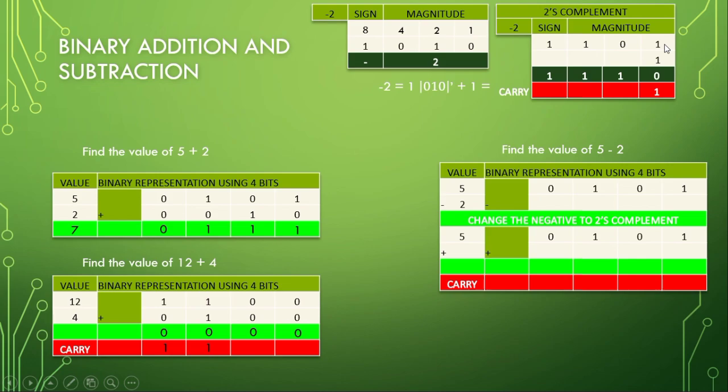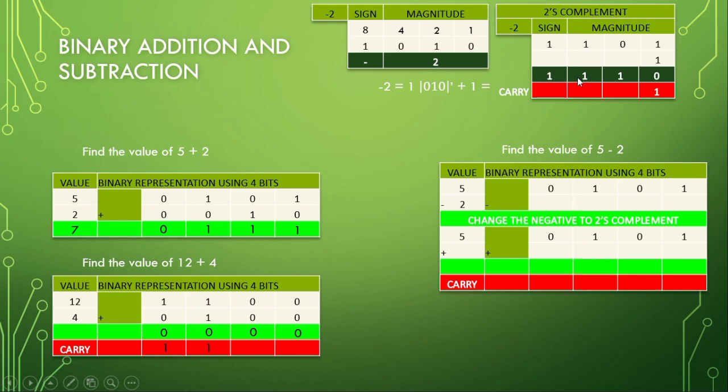So now we go back to our binary addition. 1 plus 1 is equal to 0, carry 1. Good. 0 plus 1, this one comes here, 0 plus 1 is equal to 1. No carry bits there. 1 plus 0 is equal to 1, and then 1 plus 1, this one is a sign, so we don't do anything with it.